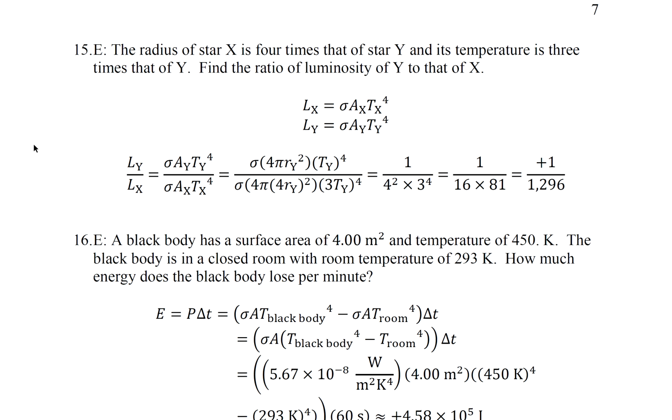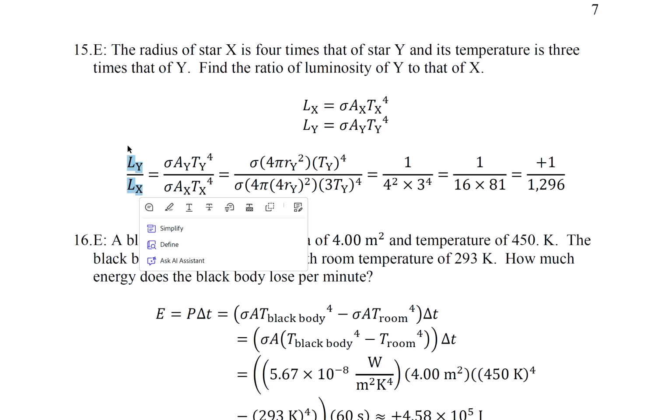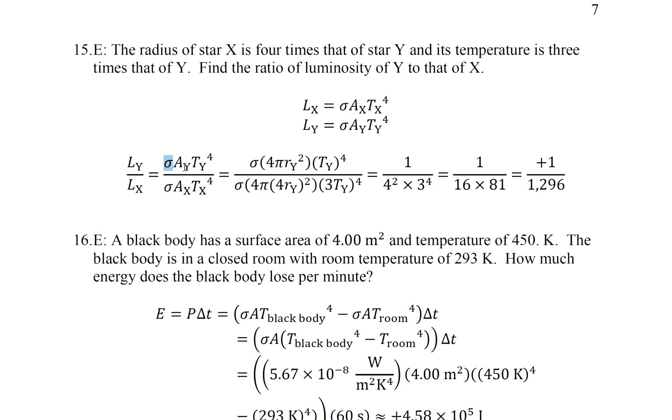Question 15. The radius of star X is 4 times that of star Y, and its temperature is 3 times that of Y. Find the ratio of luminosity of Y to that of X. So the radius is 4 times greater, and its temperature is 3 times greater. So we want L sub y over L sub x. So we know L is sigma A T to the 4th. So we end up getting this fraction.